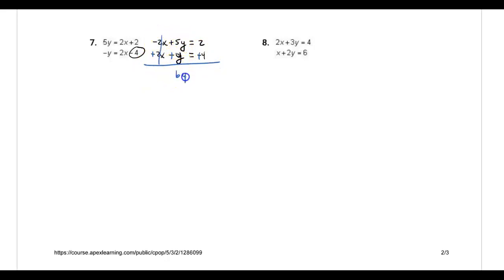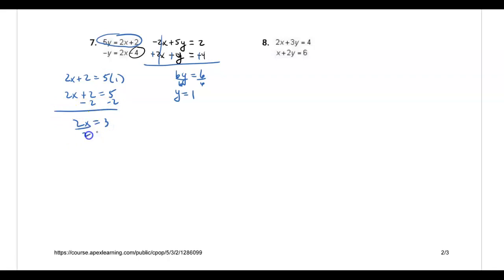5y plus y is 6y equals 6. And when I divide both sides by 6, y is equal to 1. So if I take this top equation, 2x plus 2 equals 5 times 1. So 2x plus 2 equals 5. Subtract 2, 2x equals 3. Divide by 2, x equals 3 halves. Ordered pair solution, 3 halves, comma, 1.